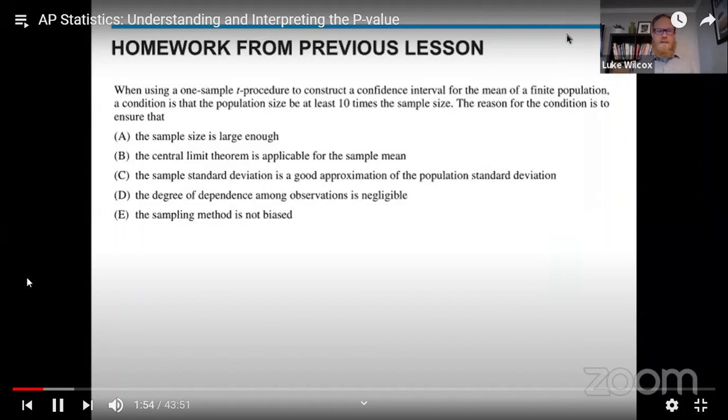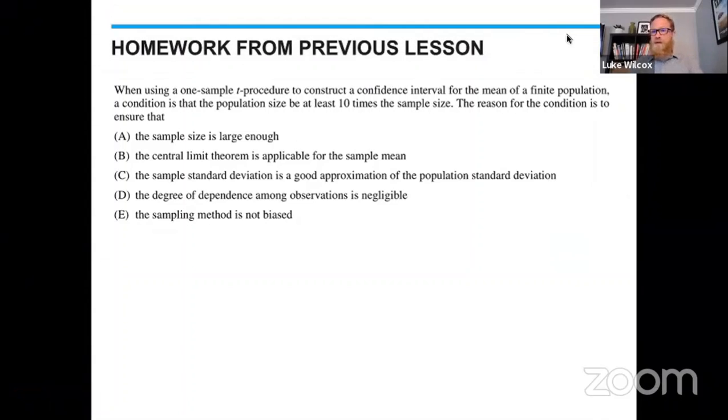Homework problem yesterday. It was a multiple choice question from a previous exam. So we're going to start by checking in on this multiple choice before we move into anything new for today. So here's what it says.